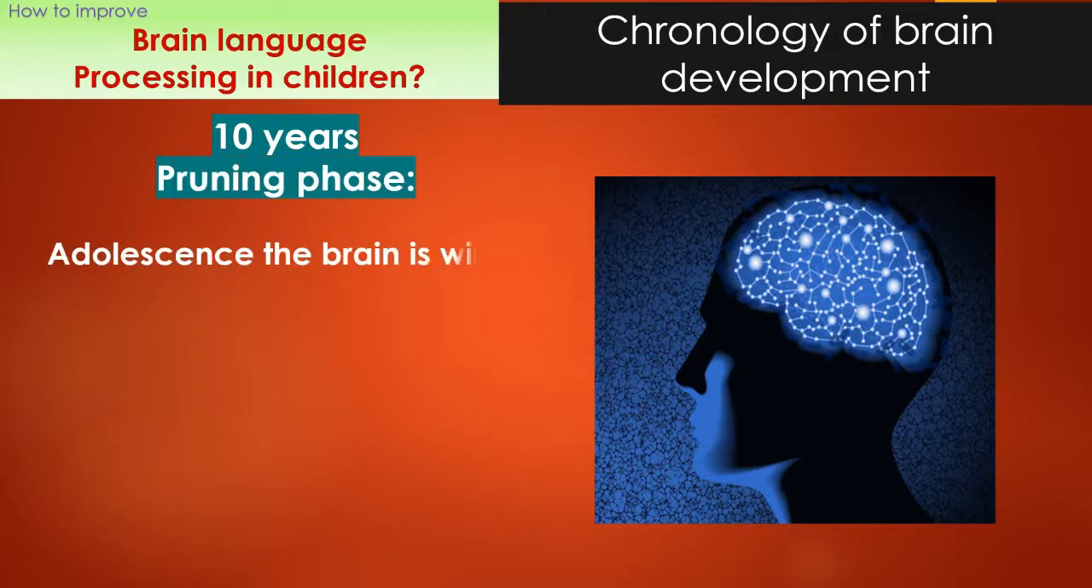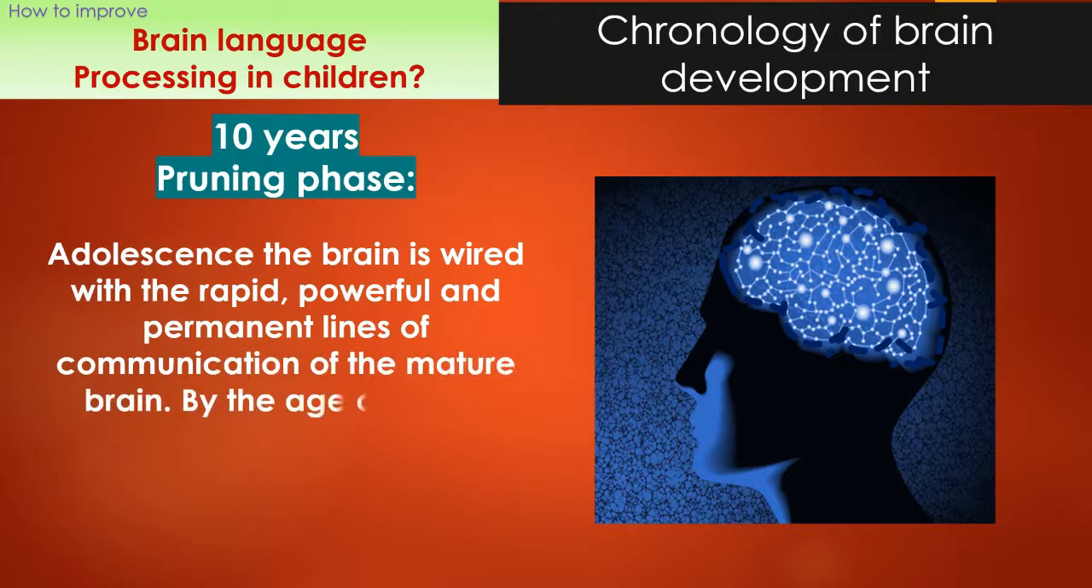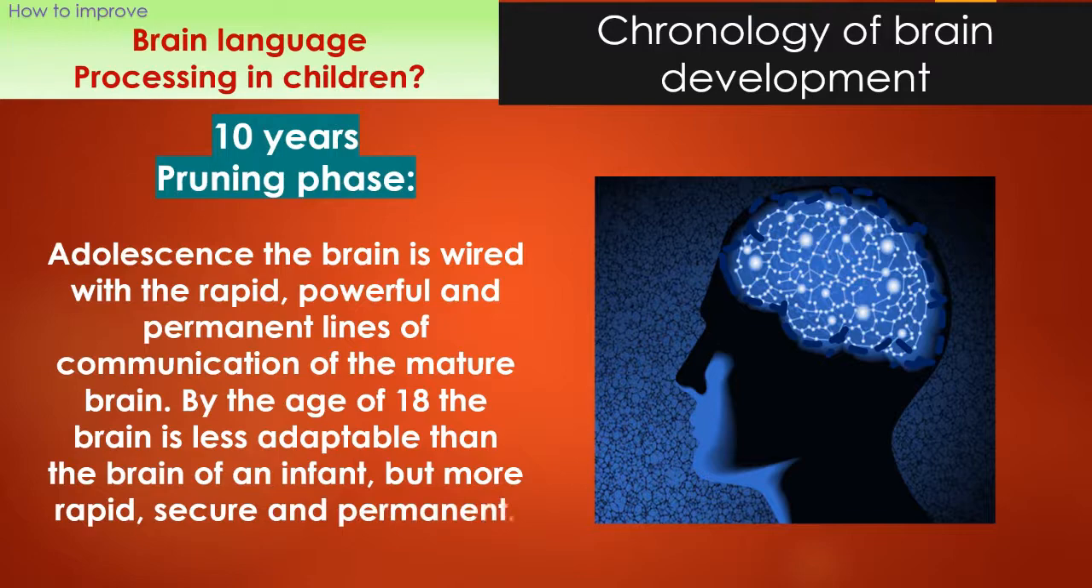Adolescence, the brain is wired with the rapid, powerful, and permanent lines of communication of the mature brain. By the age of 18, the brain is less adaptable than the brain of an infant, but more rapid, secure, and permanent.